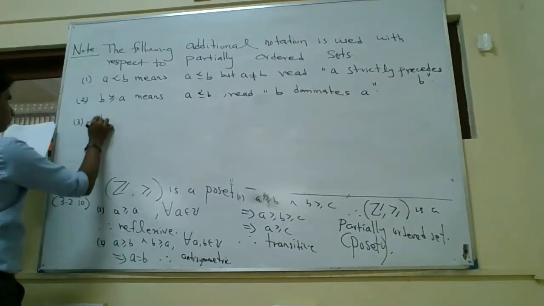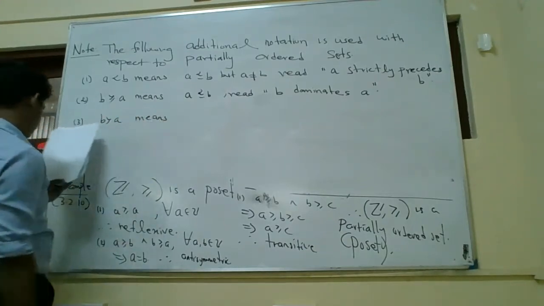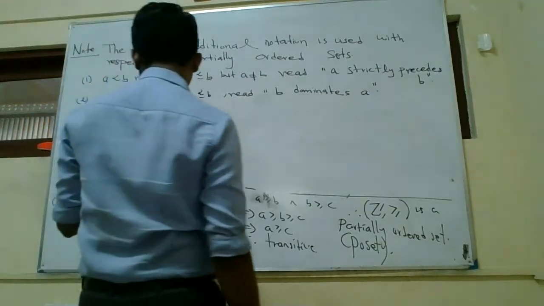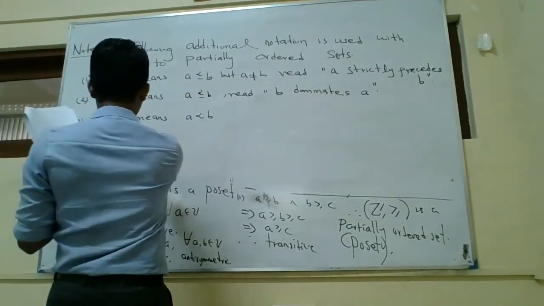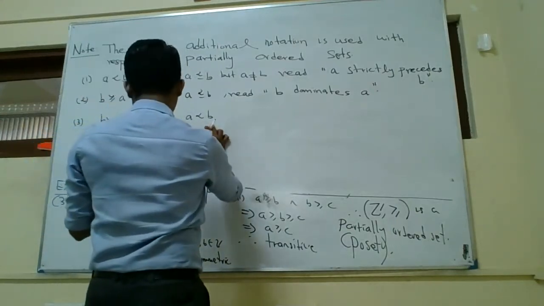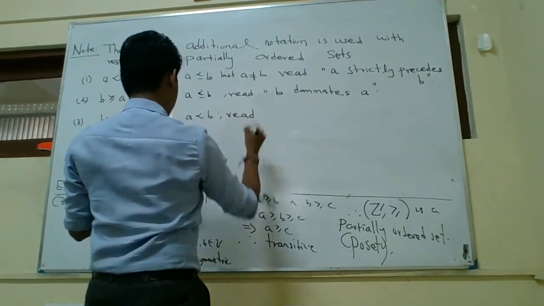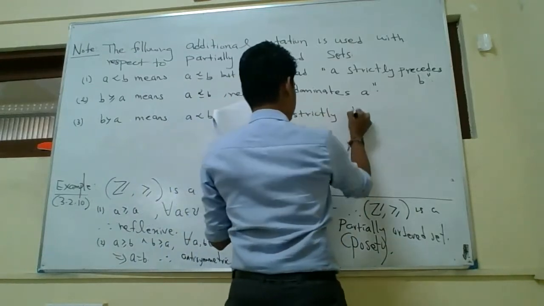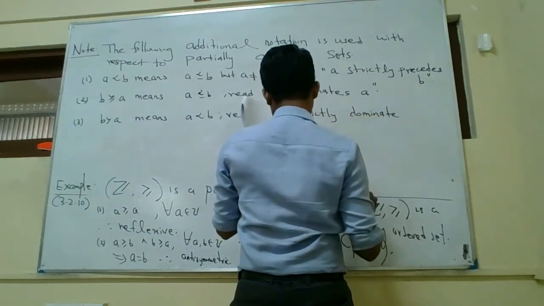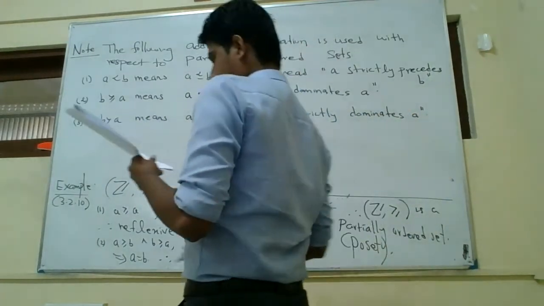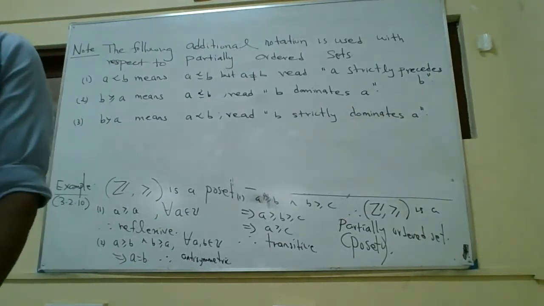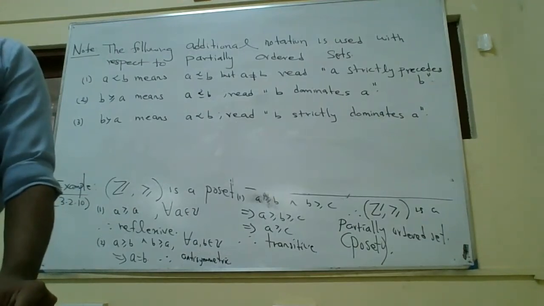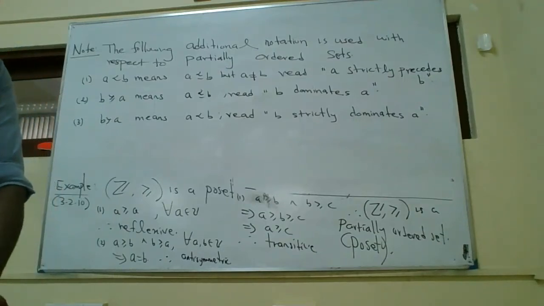The third one is strictly dominates. B strictly dominates A means A strictly precedes B. B is dominating A means A precedes B. Read: B strictly dominates A.